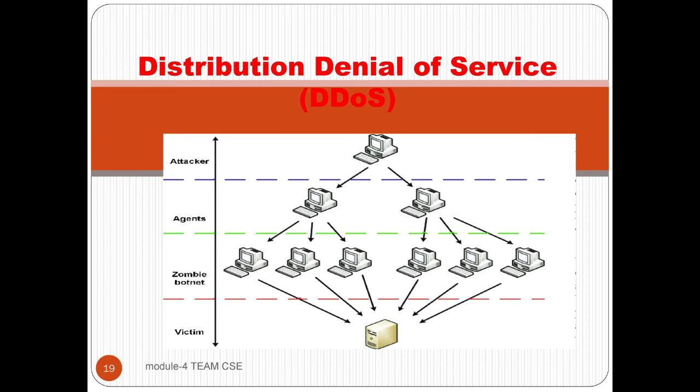Distributed denial of service. Before going to this topic, let us understand this diagram. The victim system is available here. The attacker wants to attack the victim and creates different agents, different zombie botnets, so that instead of sending only one message, that message is multiplied across the different agents and botnets, and the attacker attacks with multiple sources. It is called a distributed denial of service attack, or DDoS.